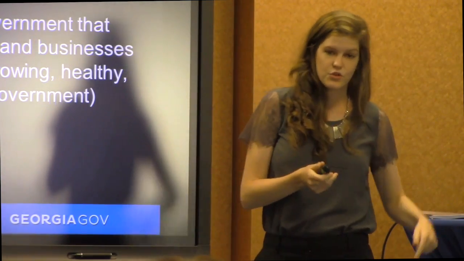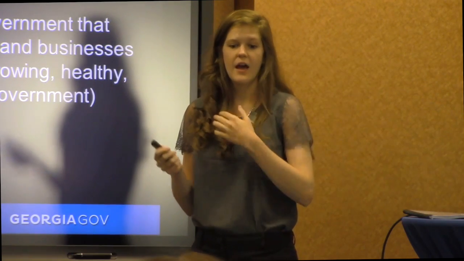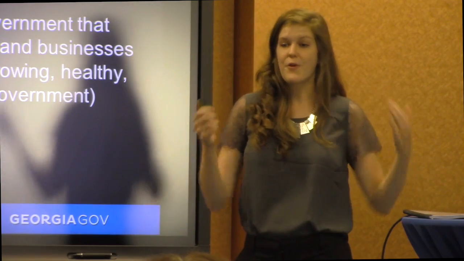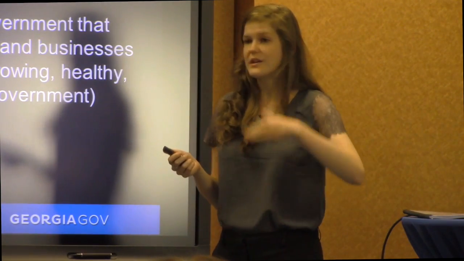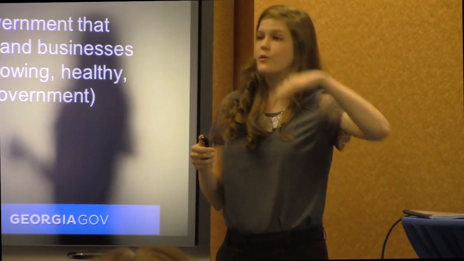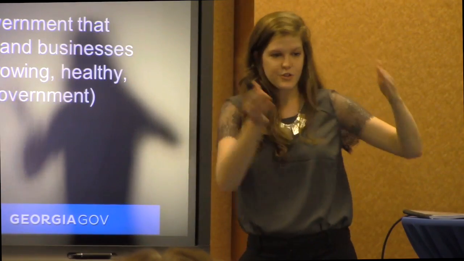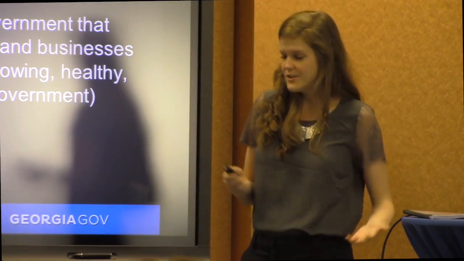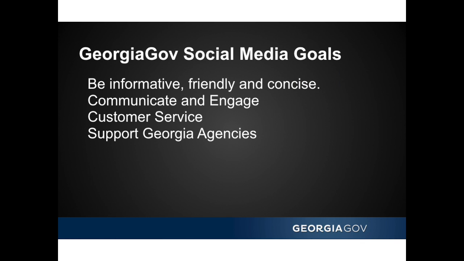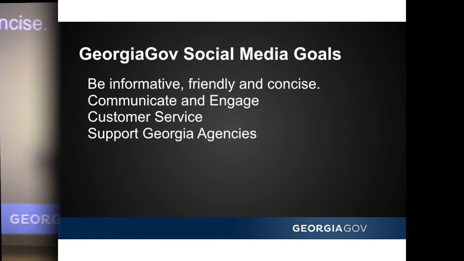So then you get to social media. For me, I do social media for Georgia Gov. Georgia Gov is a Georgia Gov interactive team. So my social media goals relate to the Georgia Gov interactive team, which relates to the portal team, which relates to Georgia Technology Authority, which relates to the governor's vision. So everything kind of trickles down to what I do. And so that's how I've developed these 4 goals. And so I have 4 goals for social media. The first one is to be informative, friendly, and concise. So that's my voice. Whenever I'm communicating with a constituent, I want to be informative, friendly, and concise.